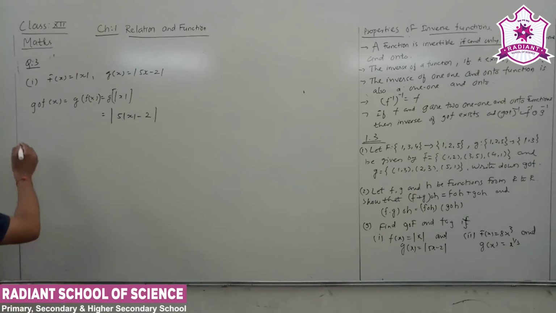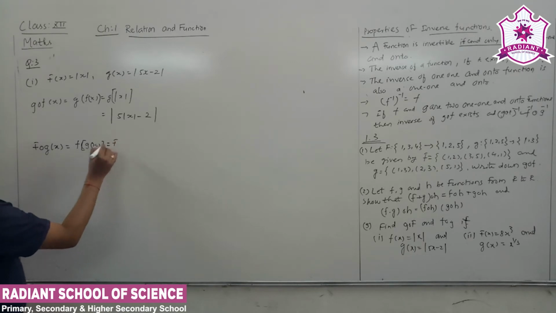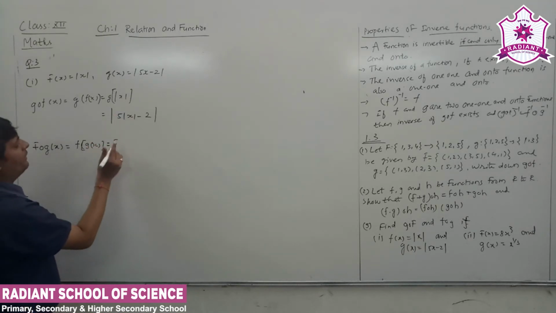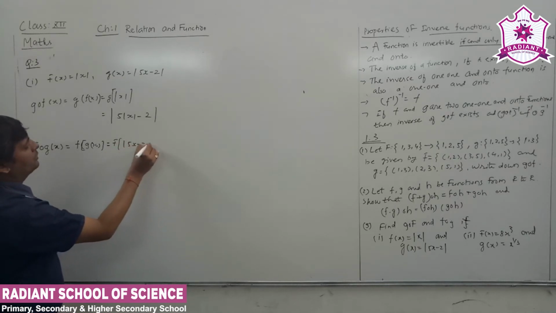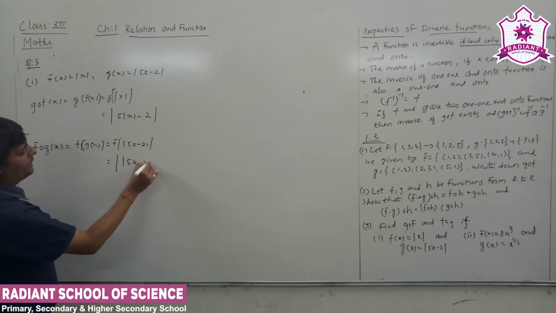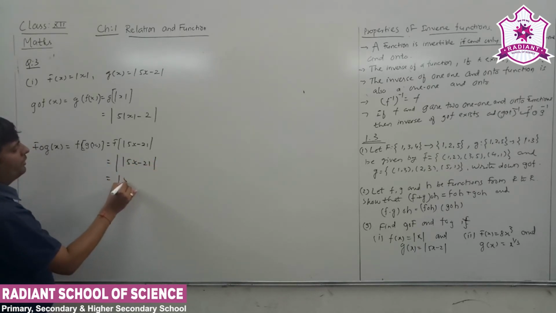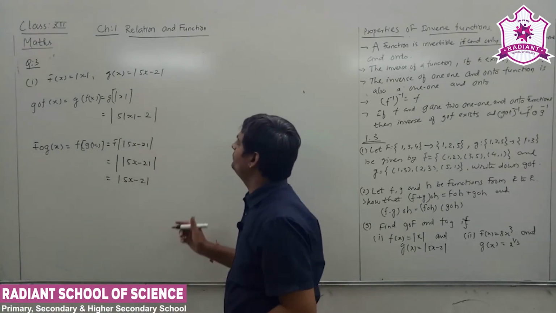Now FOG. FOG of x is equal to f of g of x. So what is g of x, children? It is mod 5x minus 2. So put it here in the f, so mod of mod 5x minus 2. So we got mod 5x minus 2. So clear? Understand? Okay.